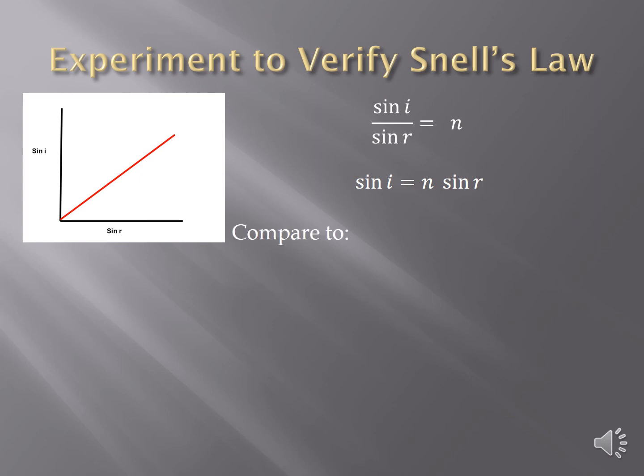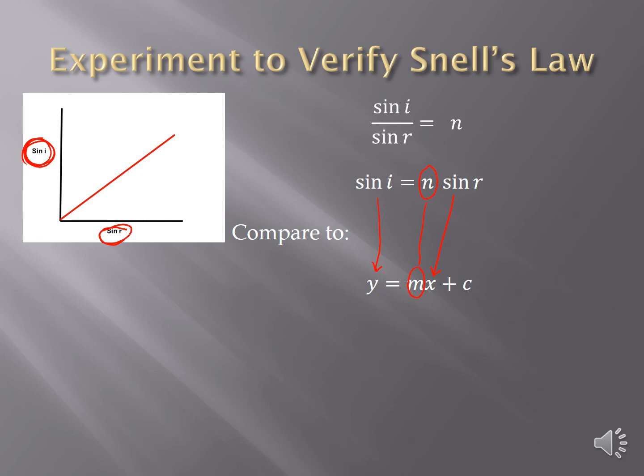Okay, starting with Snell's law, if we rearrange slightly, we can compare that equation to that of a straight line, y equals mx plus c. Okay, and as you can see from the graph, sine i has taken the place of y, and that's why it's placed on the y-axis. Sine r has taken the place of x, and that's why it appears on the x-axis. The slope m is represented by n above.